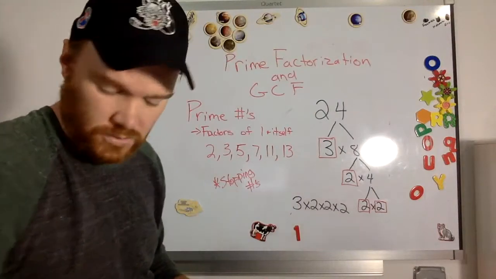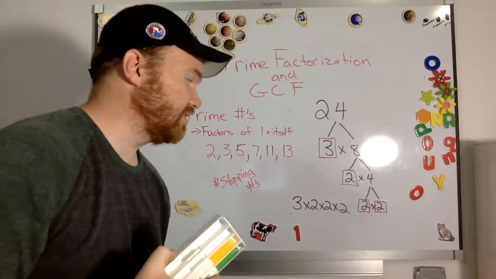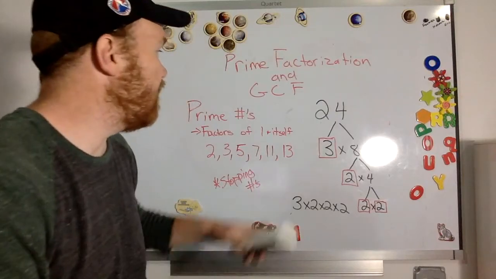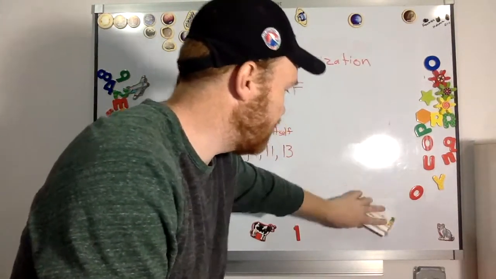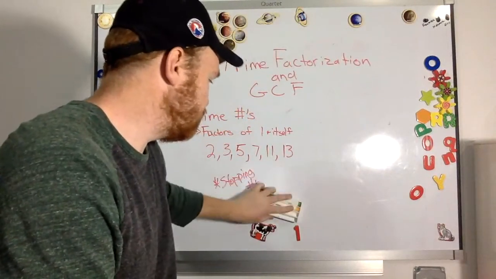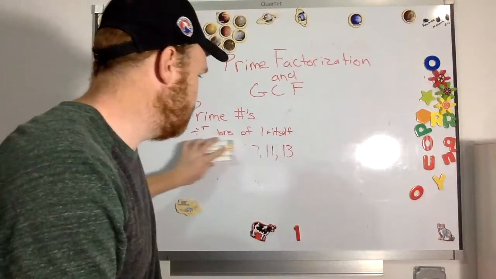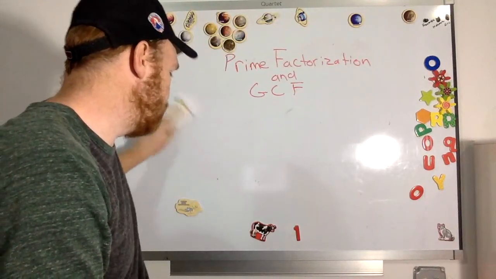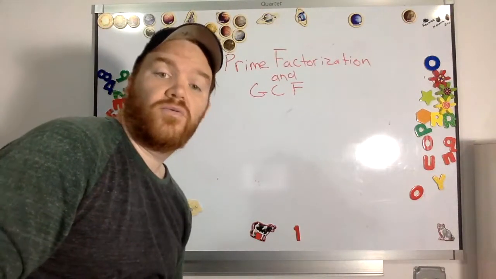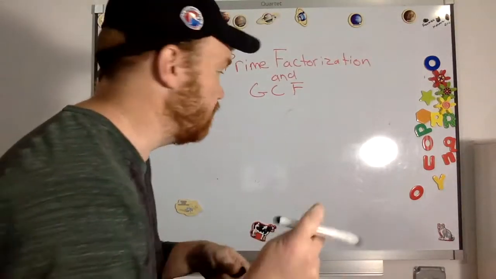All right, so now we're going to go on to the next line of business, which is prime factorization and greatest common factor. Yes, we can use prime factorization in order to help us find the greatest common factor of 2 numbers. Okay, quickly, I'm going to review greatest common factor.